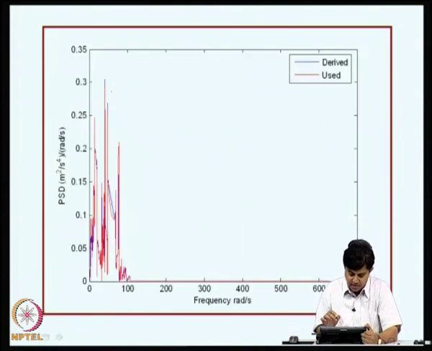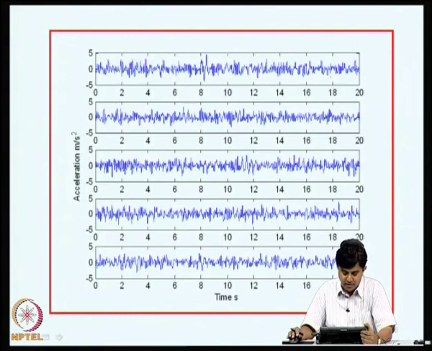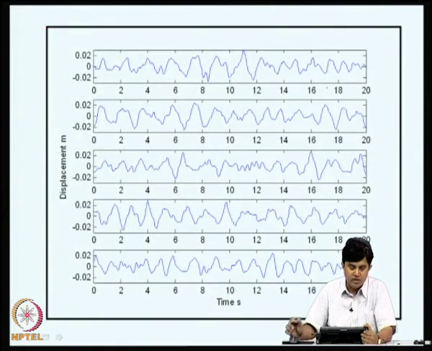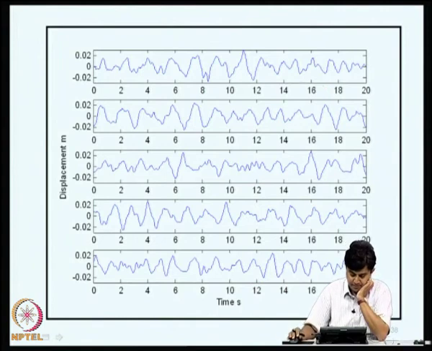So, this is the comparison of the power spectral density function. Again, there is a derived one and the used one, they compare reasonably well, and this is an ensemble of compatible time histories. This is on acceleration, this is on velocity, this is on displacement. So, here we have used the Fourier representation for samples of stationary Gaussian random process. We are assuming that the signal is mean square periodic, and these are the samples.